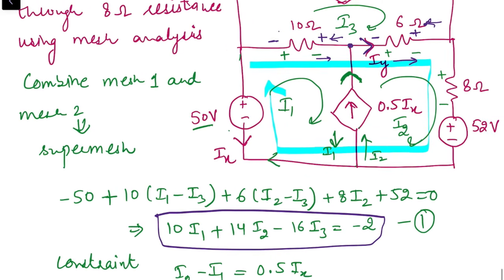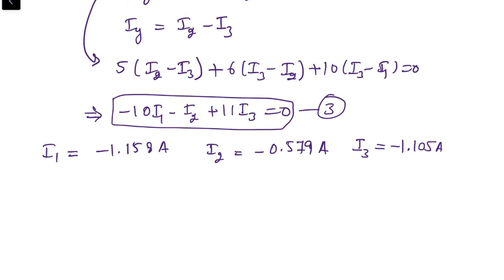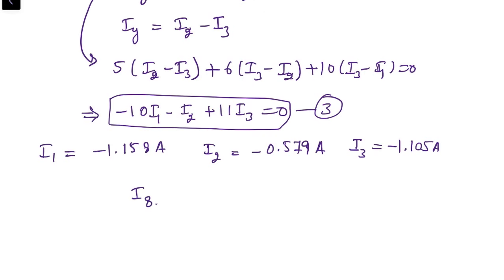Now our question was to find the current through the 8 ohm resistance. So the current through the 8 ohm resistance, I 8 ohm, is 0.579 amperes and it's flowing in the upward direction.